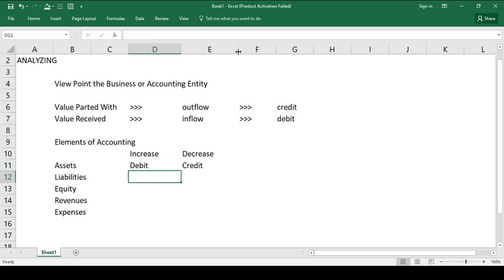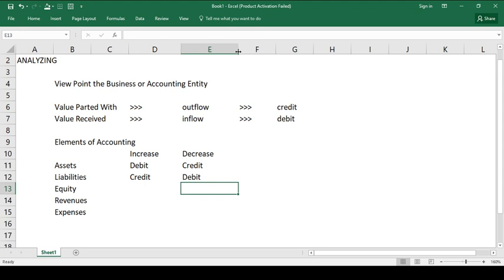How about, sir, if liabilities, itong mga utang na to, pag nadadagdagan po ba yung utang, ano po ba yan? Kasi increase eh. Is that debit or credit? Well, once we increase our liabilities, that is credit. There is a value parted with to you. If you want to decrease your liabilities, you need to debit it.